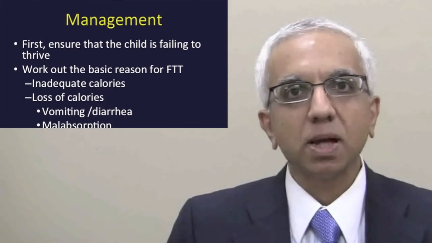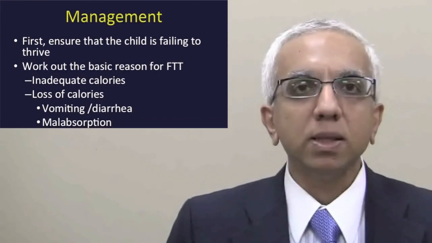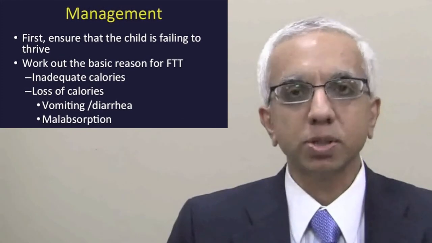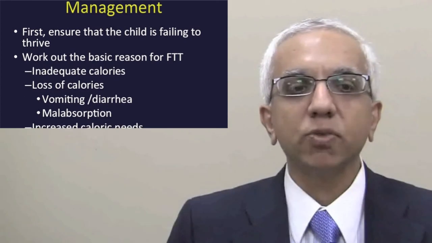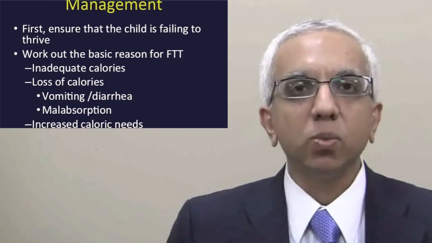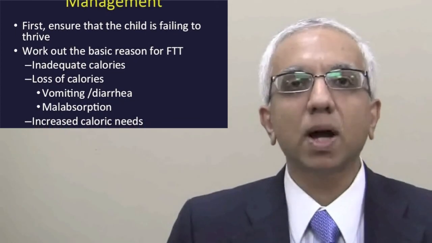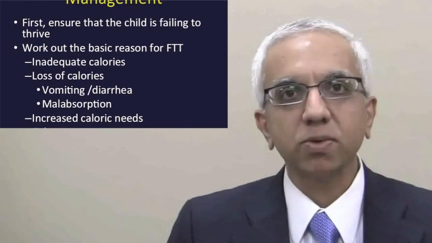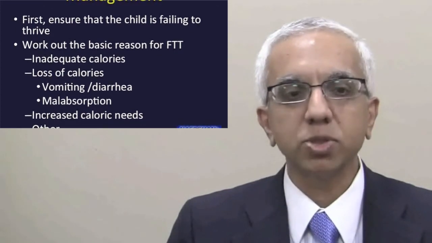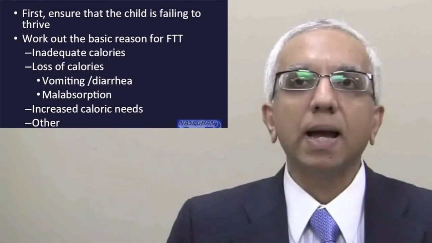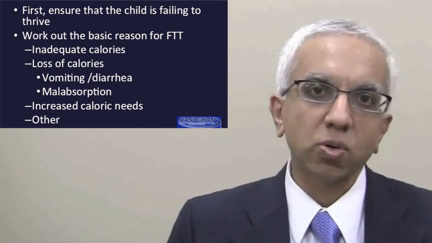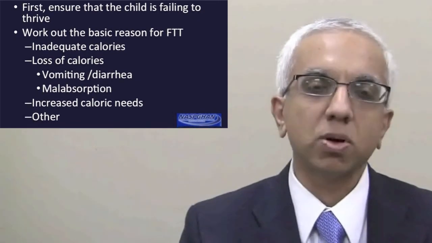Moving on to management. First, ensure that the child is failing to thrive using the practical definition that was suggested before. Work out the primary cause why the child is failing to thrive. It often will be inadequate calories. However, some of the time it may be loss of calories due to vomiting, diarrhea, or malabsorption. Occasionally, it is due to increased caloric needs, and then the other conditions such as chromosomal, endocrine, or metabolic disorders.